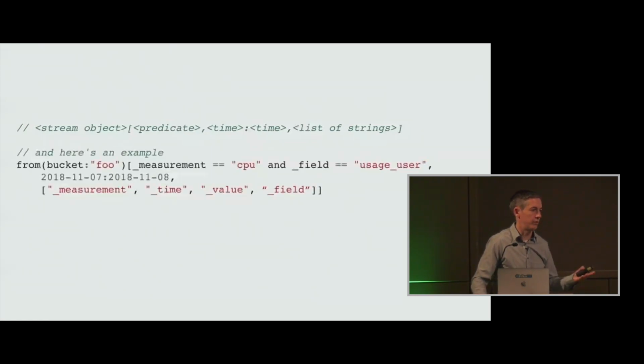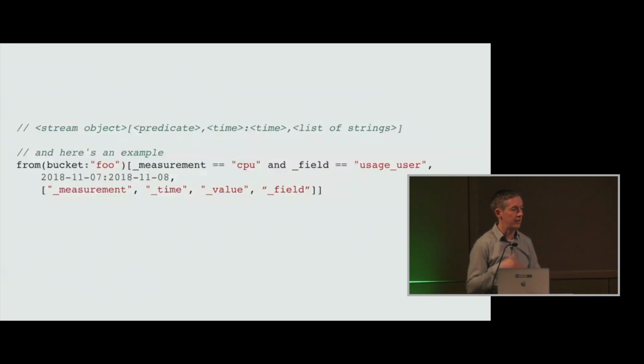Basically, the from function gets us the stream, right? We're pulling from the foo bucket, and then we do the array index. The predicate is the CPU measurement, the usage user field, the time range in this case. So the time range is basically a start and a stop time. So we specify the start date, 2018 1107 to 1108.